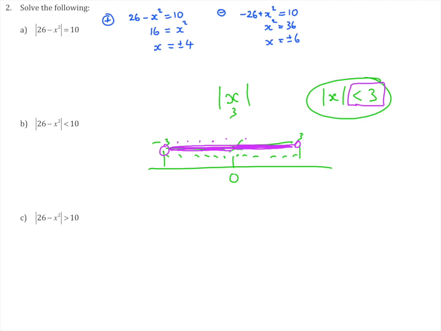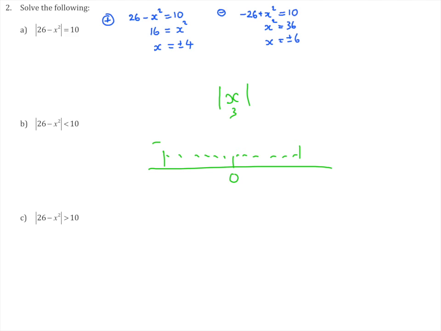So we're going to use that same concept, but we could rewrite that by saying x is less than 3 but bigger than -3, because that's anywhere less than 3 units away. So let's get back and start the question. So I'll just clear that off.